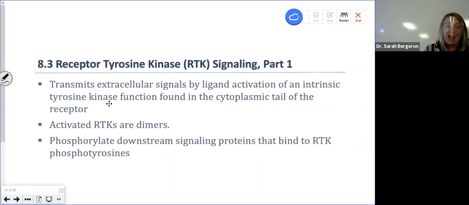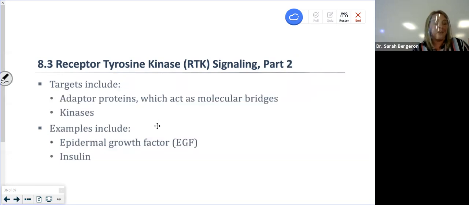So the receptor has kinase activity, which is not what we see in a GPCR, right? In a GPCR, when our G proteins dissociate, those activate kinases. But here, our receptor has its own kinase activity. And so this class of receptors typically functions as dimers. So they're separate when they're not bound to ligand. When they bind ligand, they dimerize. So we're going to talk about all the downstream signaling proteins that then bind to our phosphorylated receptor.